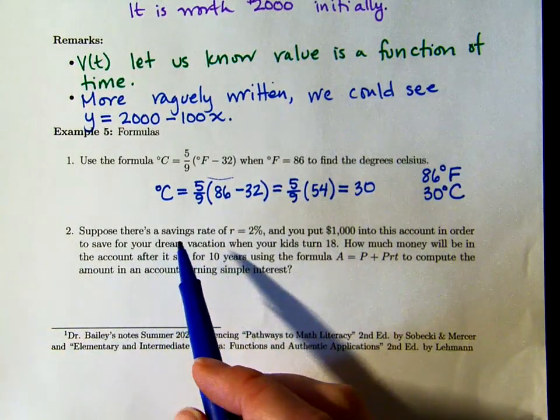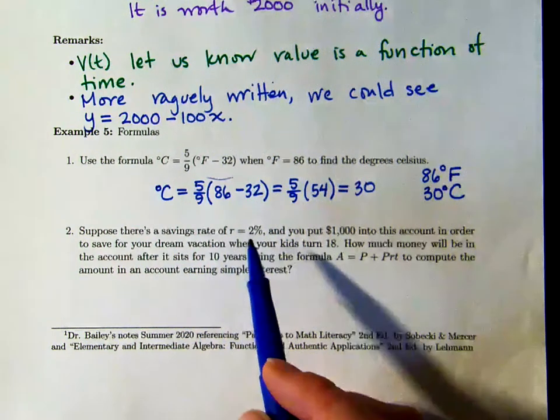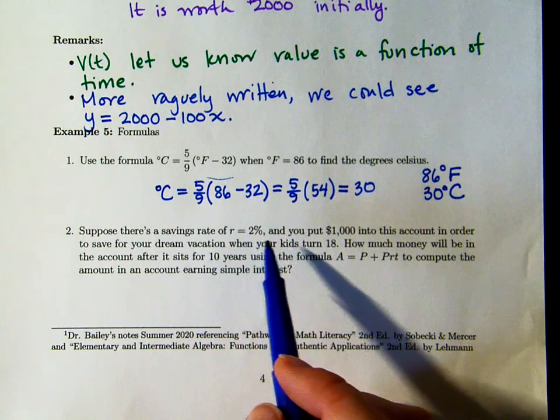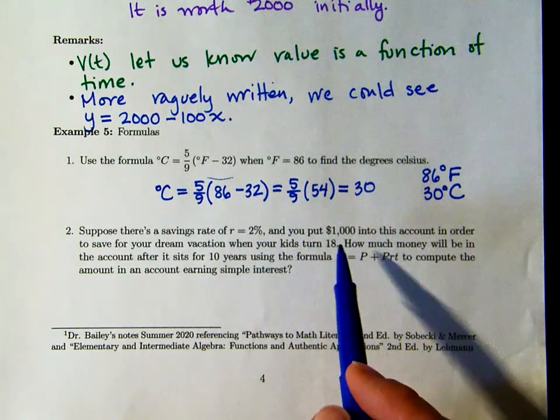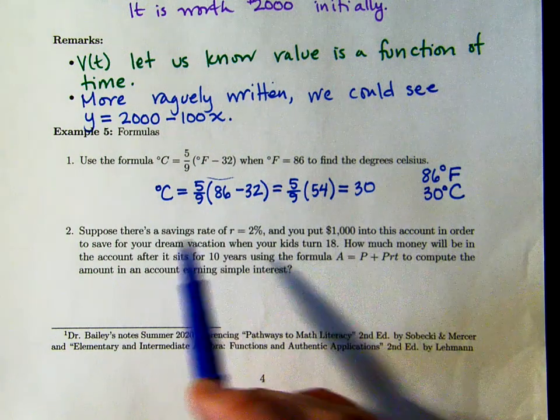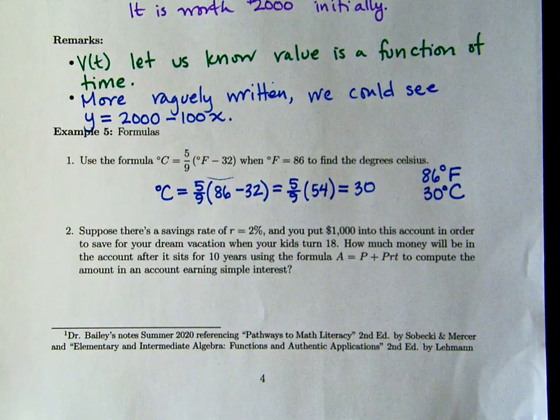So, suppose there's a savings rate of 2%, and you put $1,000 into an account in order to save for your dream vacation when your kids turn 18.